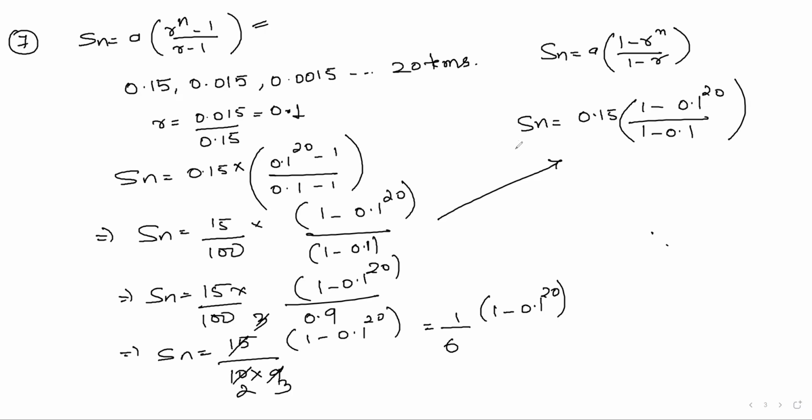The doubt was about question number 14. Question number 14: The sum of the first three terms of a GP is this, and the sum of the next three terms is this. Determine the first term and the common ratio. Okay, this is a very good question.